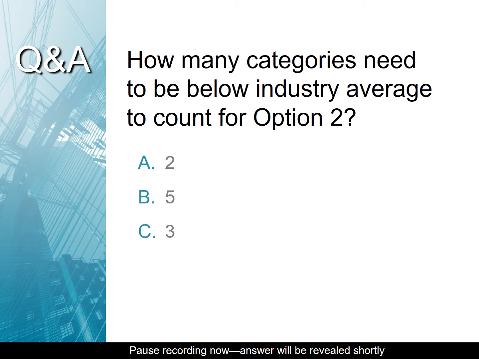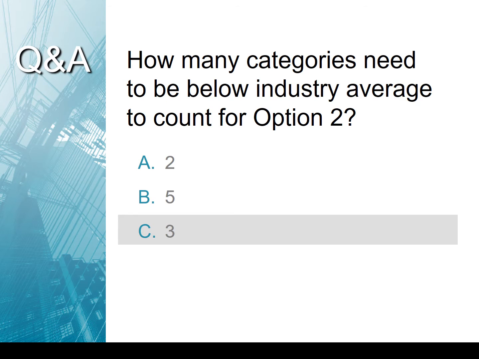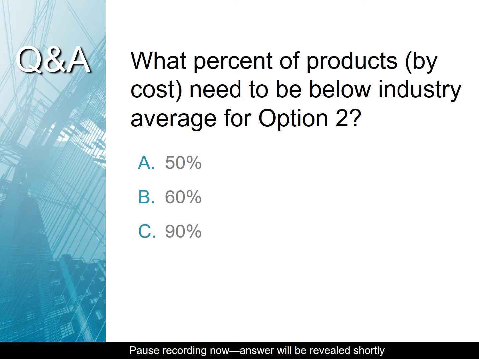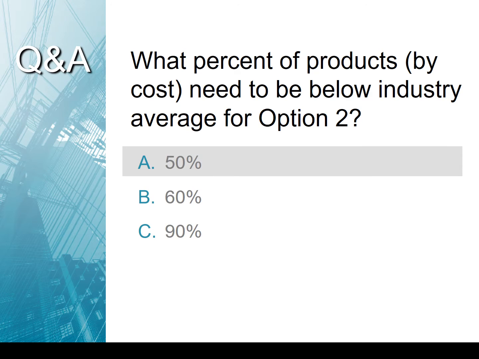How many categories need to be below industry average to count for option 2? 3 of the 5 categories need to be below industry average for option 2. Okay, what percent of products by cost need to be below average in the 3 out of 5 categories for option 2? The project team needs to submit 50% of the products by cost as below industry average.